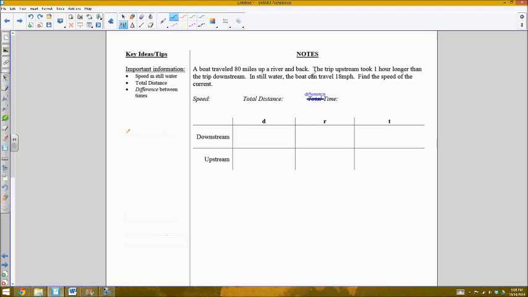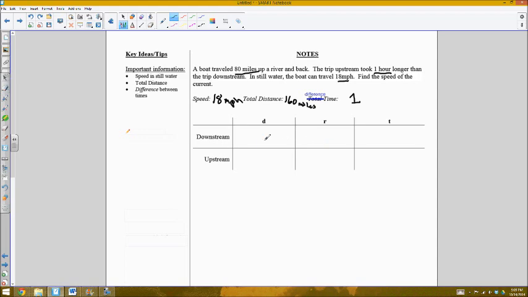The boat can travel at 18 miles per hour. So now my units have changed. I'm talking about miles per hour instead of yards. My total distance was 160 miles upriver and back. So I went 80 up and 80 back. There again, that was my time. And the difference in time it took me was 1 hour. So I'm not looking at a total, it's a difference. And we're going to see how that affects our information.